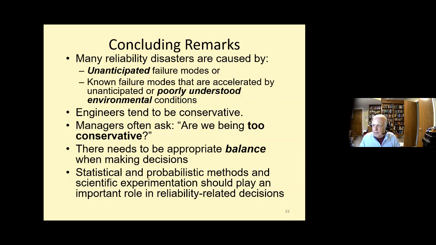Some concluding remarks. Reliability disasters are often caused by unanticipated failure modes, because if the failure mode had been anticipated, the engineers would have come in and said, we need to figure out how to keep this from happening. Another thing that I've seen is engineers tend to want to be conservative for good reasons. But managers often will ask, are we being too conservative here? And often it's because being conservative increases cost or does other things that might be undesirable. You need to have an appropriate balance, and I would argue in some of the examples that I've shown here, the balance went in the wrong direction. And proper use of statistical and probabilistic methods is really important in reliability applications.